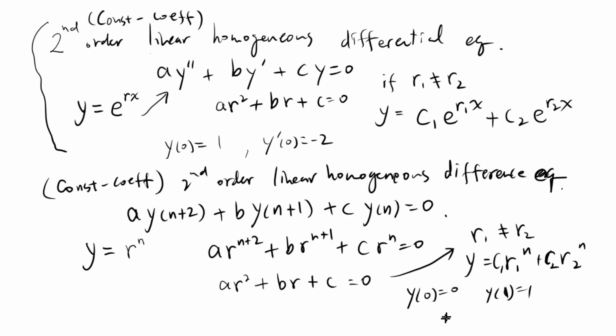In our case it was 0 and 1, but if it's different values, you just have to figure out what those are, and those values will determine what c1 and c2 are. Okay. All right, so let's now use this knowledge to solve the Fibonacci difference equation.